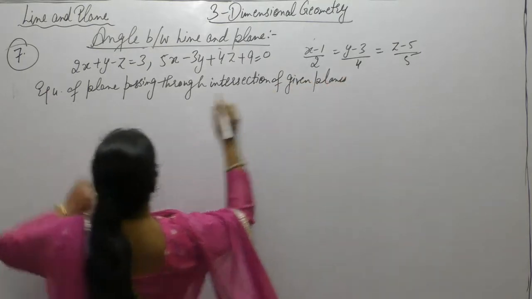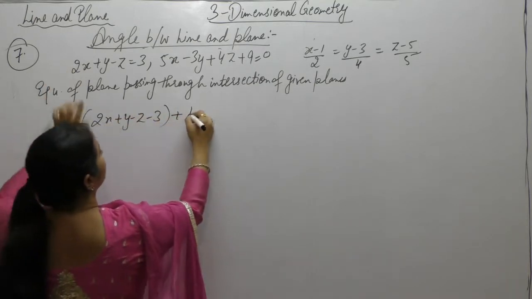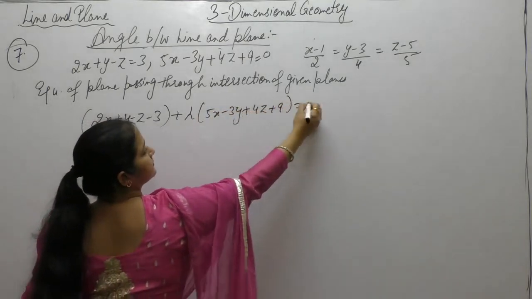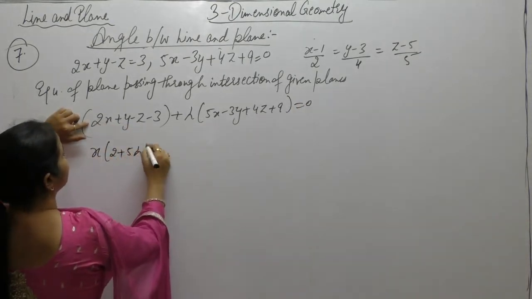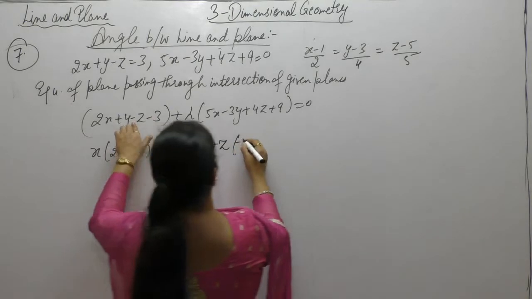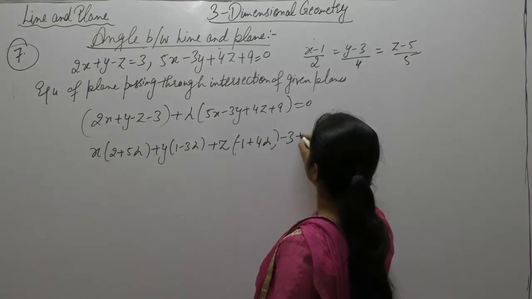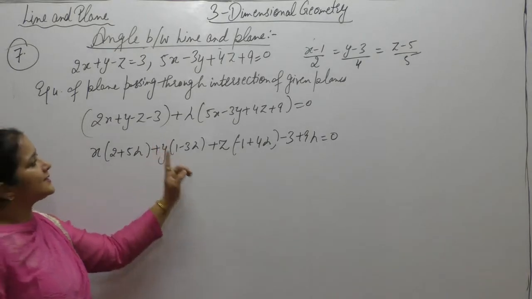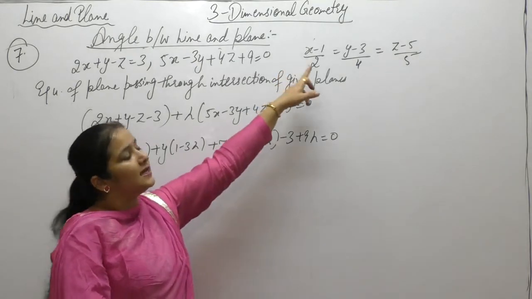The equation of this plane plus lambda into the equation of the other plane. Now it becomes, taking x common, 2 plus 5 lambda, y common, 1 minus 3 lambda, z common, minus 1 plus 4 lambda, is equal to minus 3 plus 9 lambda equals 0. Clear?